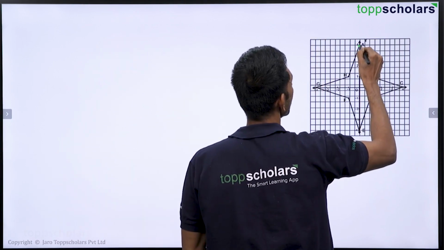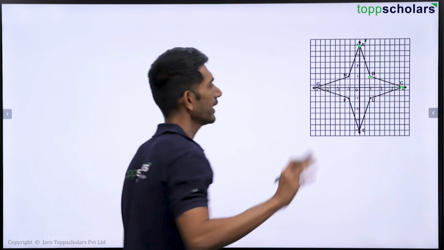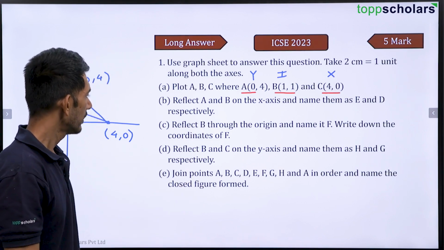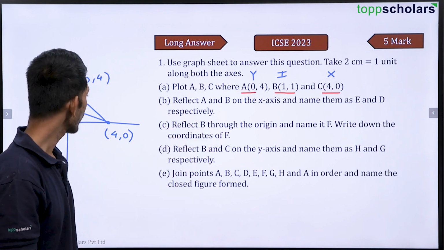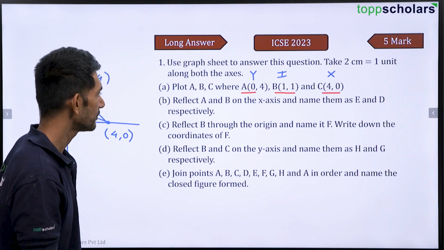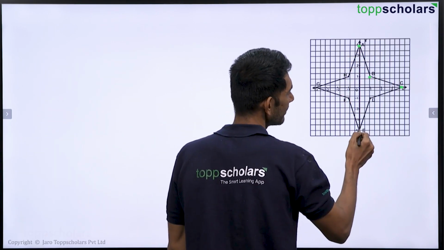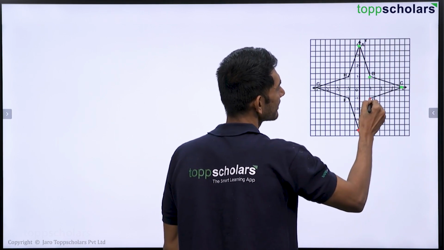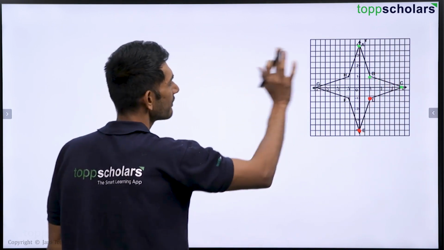So A, B, C, correct? So A, B, C, we have joined it. And then reflect A and B on the x-axis. So we're going to reflect A and B on the x-axis and name them as E and D. So if I reflect A on the x-axis, it will come here. If I reflect B on the x-axis, it will come here. If I reflect C, nothing is going to happen. It is invariant. So we have reflected this.